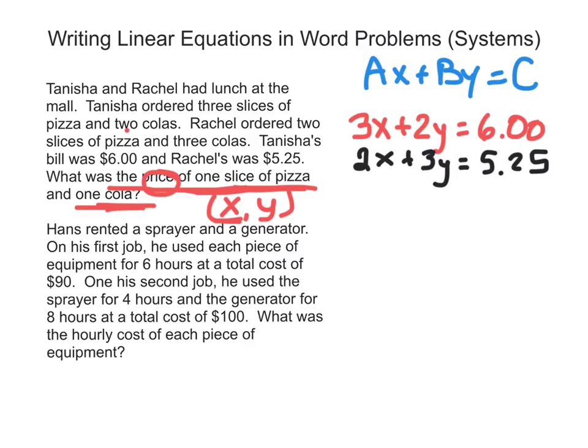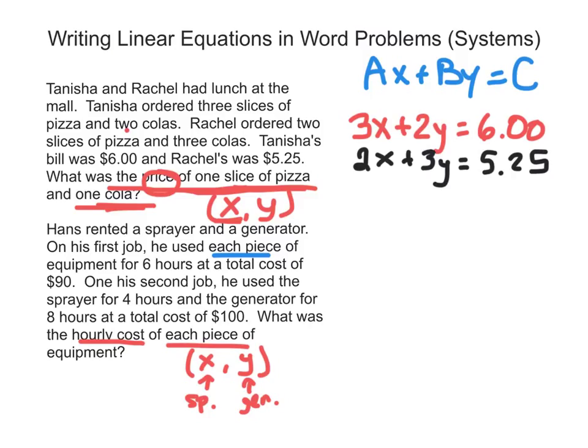The second example with Hans, again, renting a sprayer and a generator. On his first job, he used each piece of equipment for 6 hours, for a total cost of $90. So this time what we're using is x and y, and let's think about this for a minute. The question is, what was the hourly cost of each piece of equipment? So x here would be the hourly cost for, let's say, the sprayer, and then y would be the hourly cost for the generator.